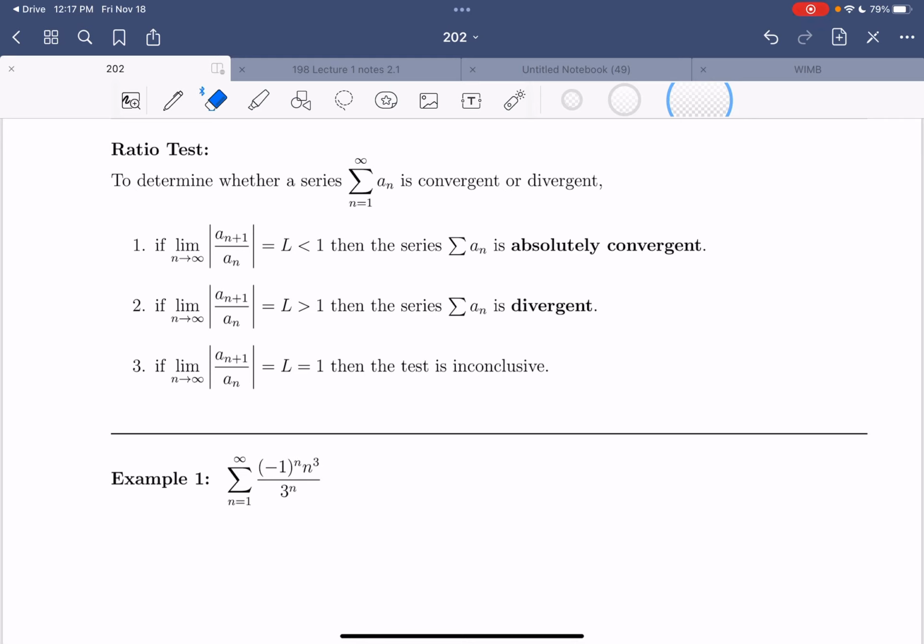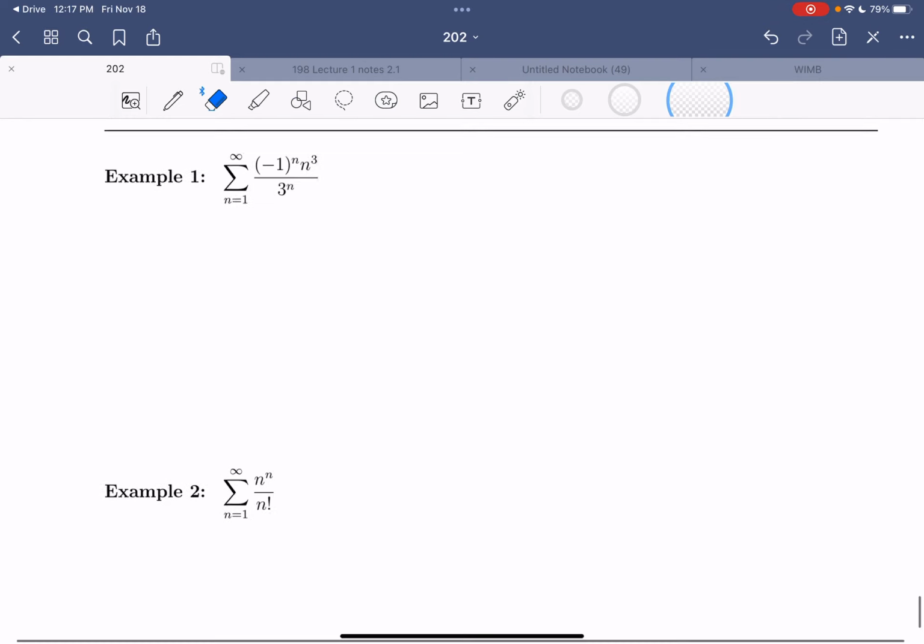If that limit is less than 1, then the series is absolutely convergent. If it's greater than 1 or infinity, then the series is divergent. And if it turns out to be equal to 1, then our test is inconclusive, and we should probably try a different test, like maybe the limit comparison test or something else. All right, so let's take a look at how this is going to play out.